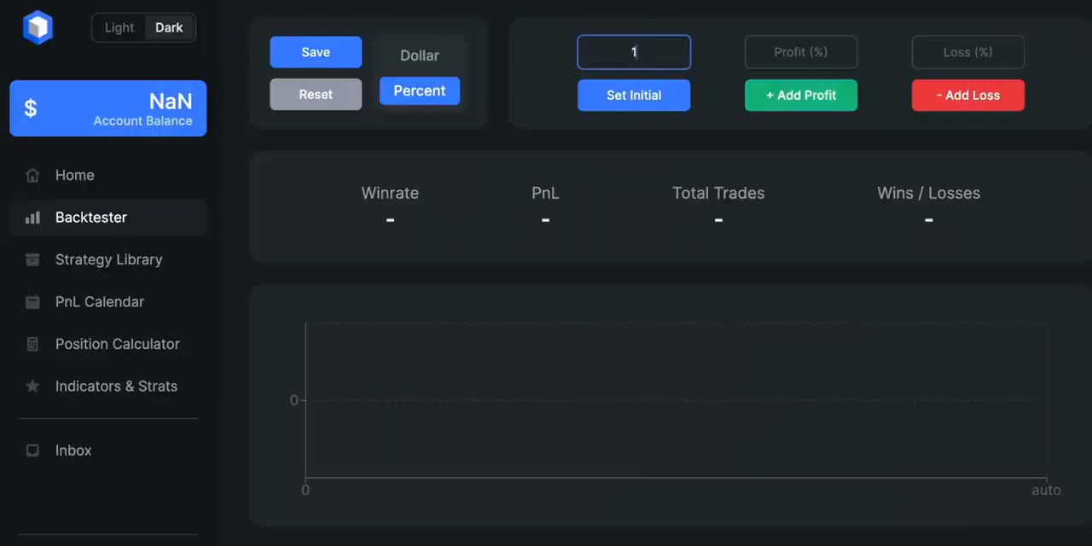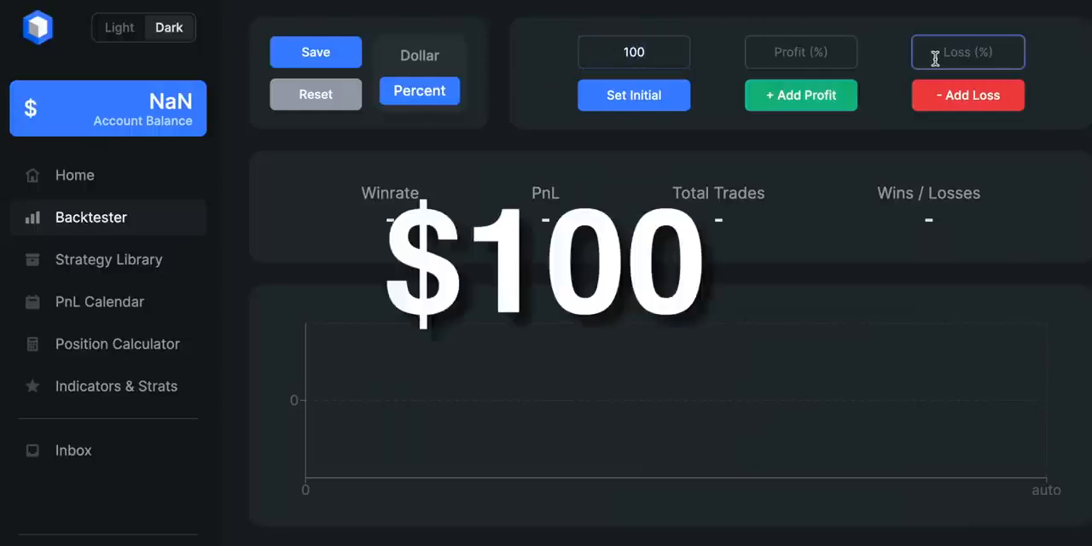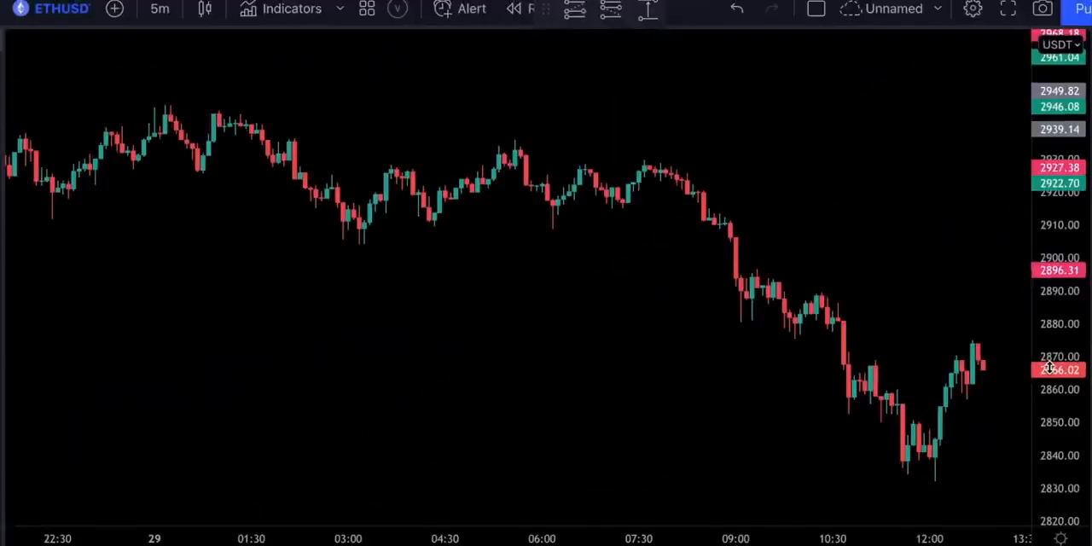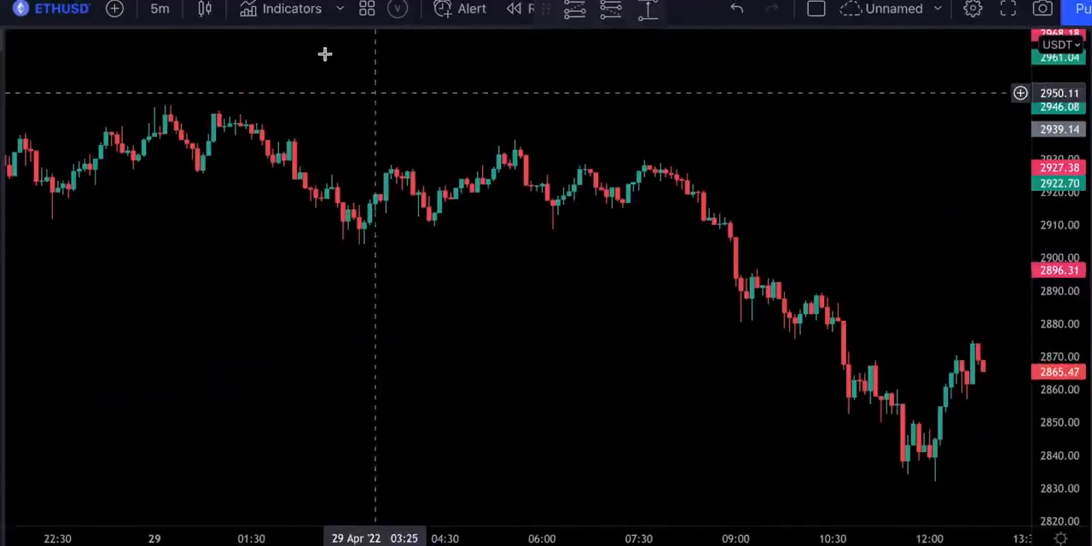For my backtesting, I will set my initial account size at $100 with a 2-to-1 risk to reward ratio. I'm going to do my backtesting on the Ethereum USDT 5-minute chart. Now let's go ahead and add our indicators.